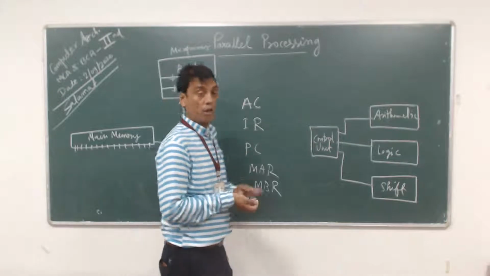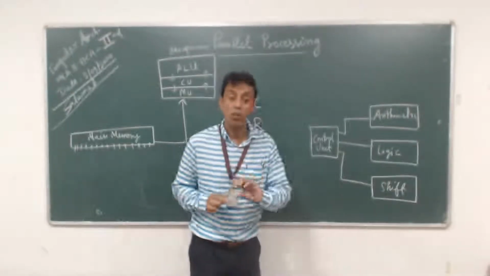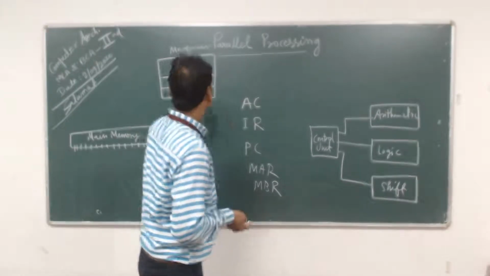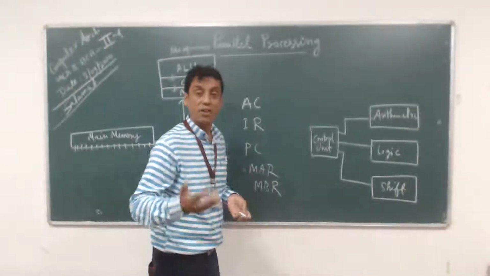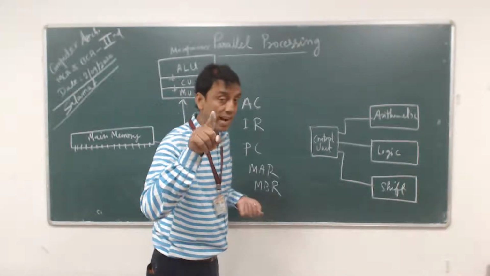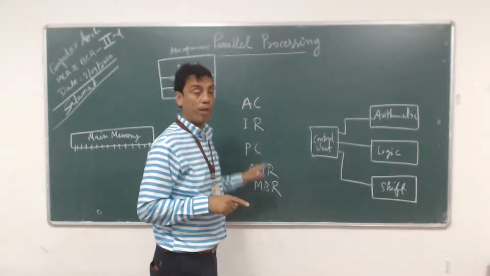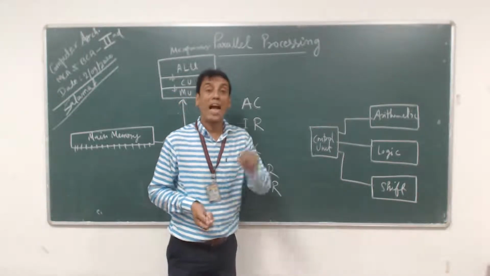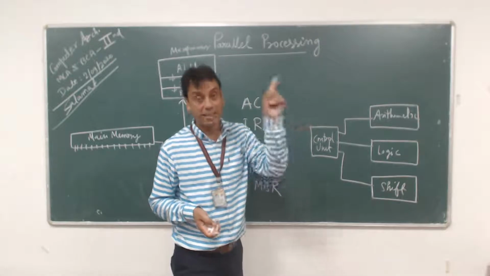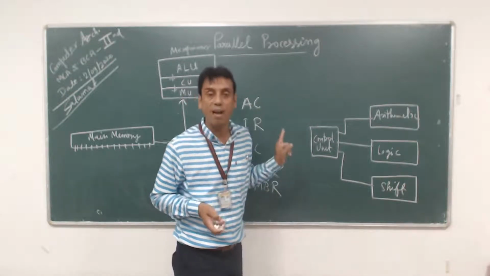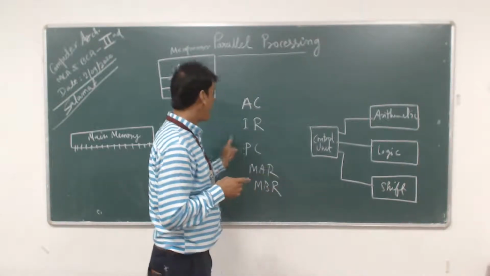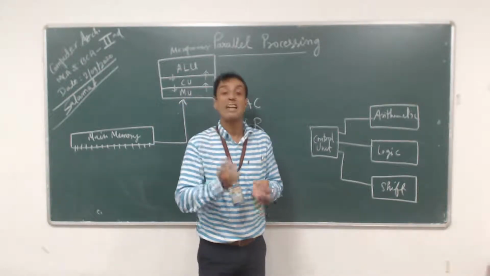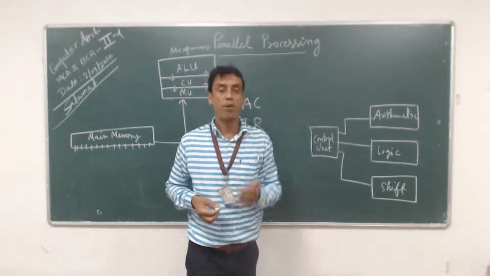Now, the accumulator stores the result of the processing, means the ALU processes the instruction and returns the result, and that result is stored in the accumulator. What is the role of the instruction register? The instruction register stores the actual instruction, the instruction which is being executed right now. And what is the program counter? The program counter keeps the address of the next instruction to be processed.